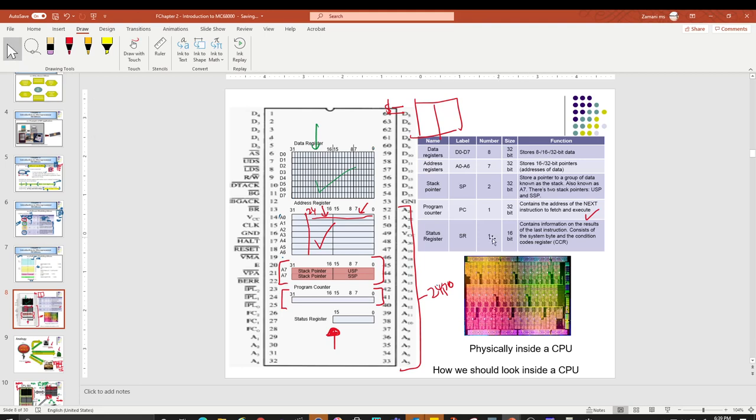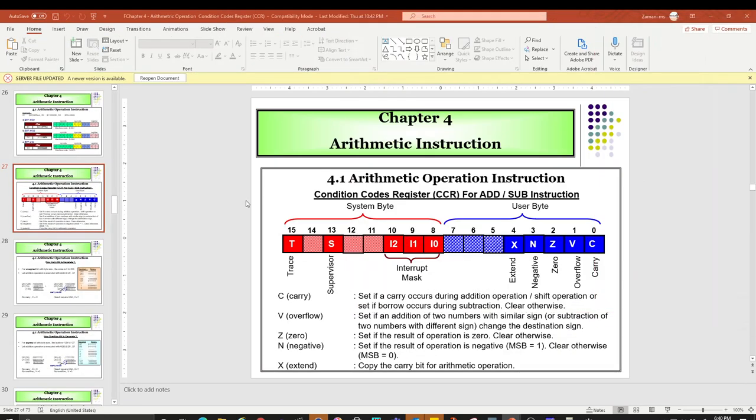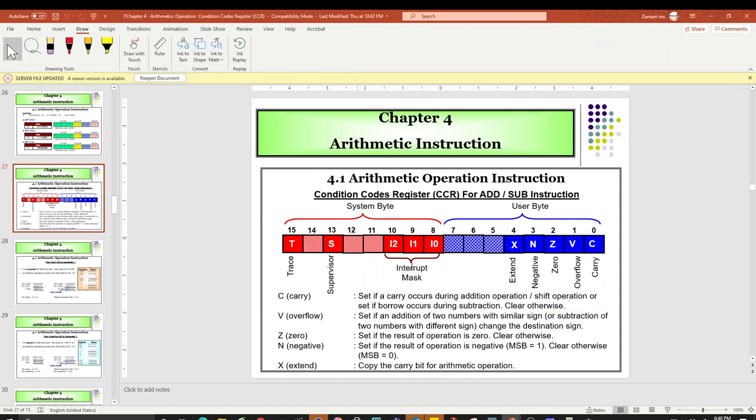The function of the status register is to contain information on the results of the last instruction. It consists of the system byte and the condition code register, which is the CCR. The size is only 16 bit. You are going to learn about this part only. This one, you are not going to touch, so I don't want to confuse everybody. We are going to concentrate on this place only, and there are 5 bits, 5 sections, that you need to understand.